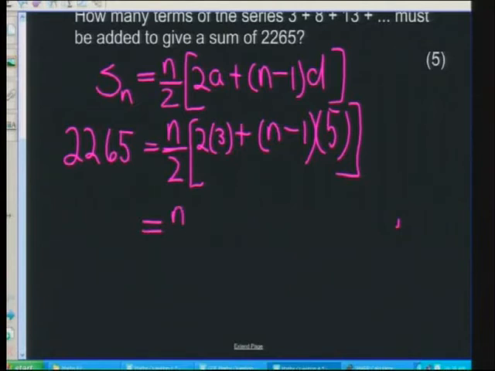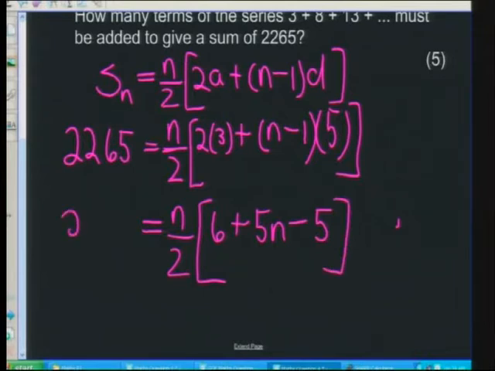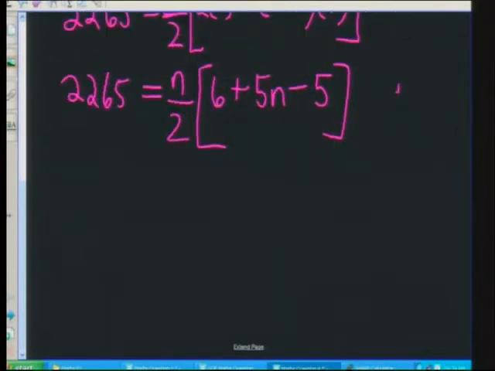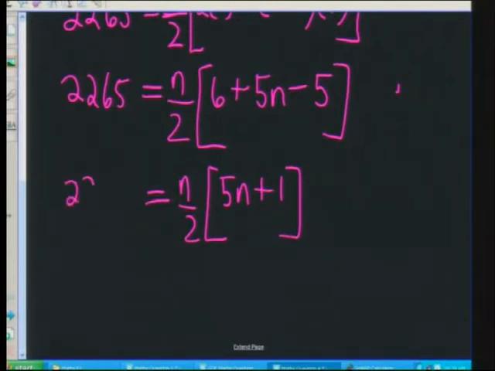Right, now what I'm going to do is I'm first going to deal with the inside of the bracket. So I'm going to say 2 times 3 gives me 6. Then 5 times n gives me 5n, and 5 times negative 1 gives me minus 5. And my 2,265 over here again, and n over 2, 5n plus 1, simplifying the inside of the bracket, and 2,265.